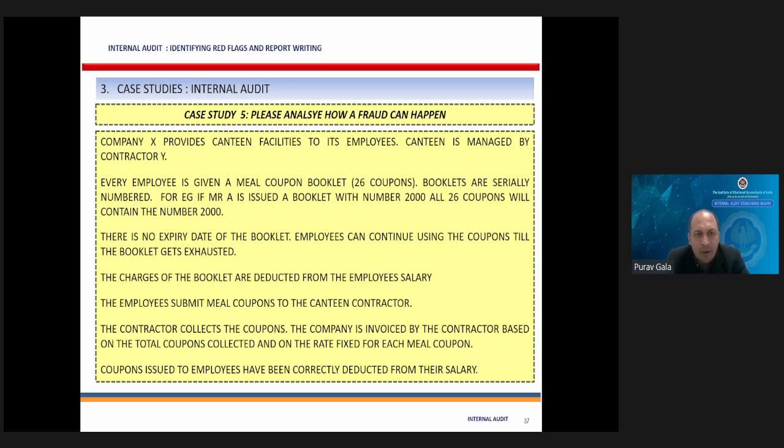I'll read out the example, and you need to tell me how a fraud can happen. This is something that we have observed a couple of times in my experience in real life scenarios.